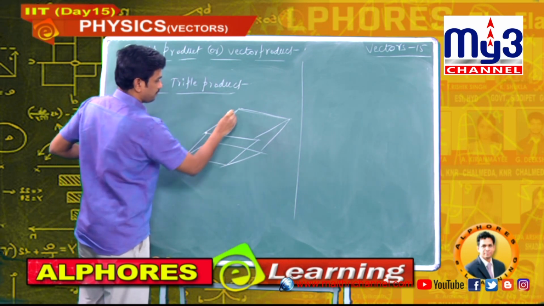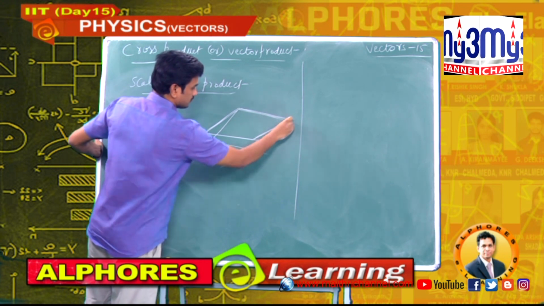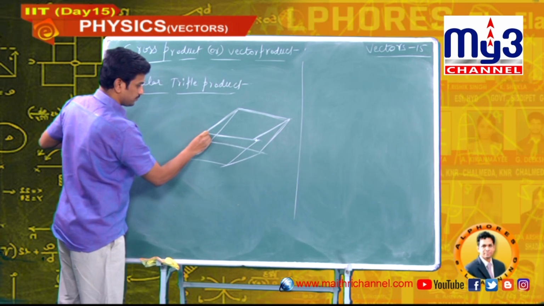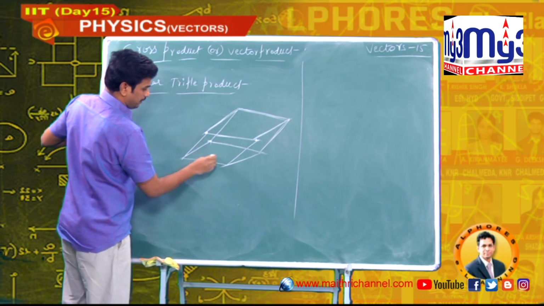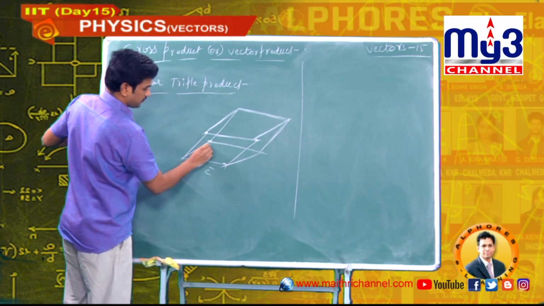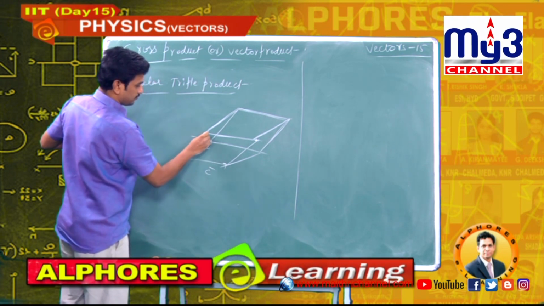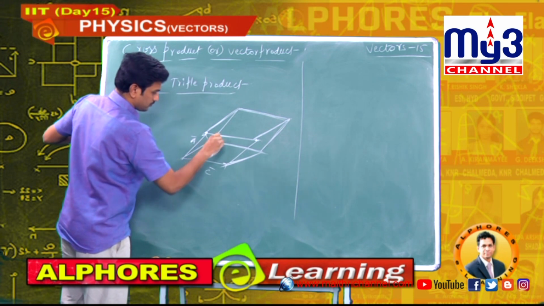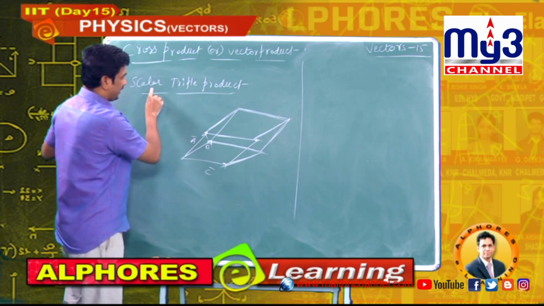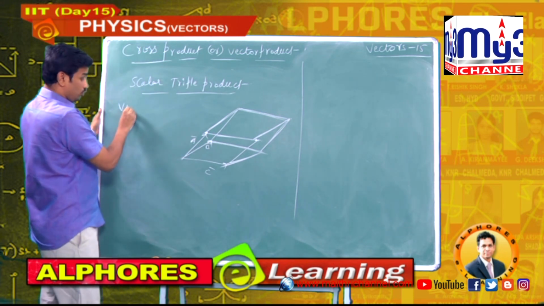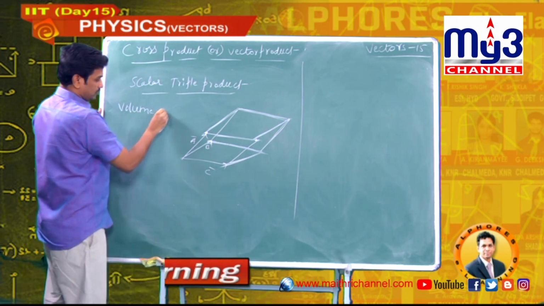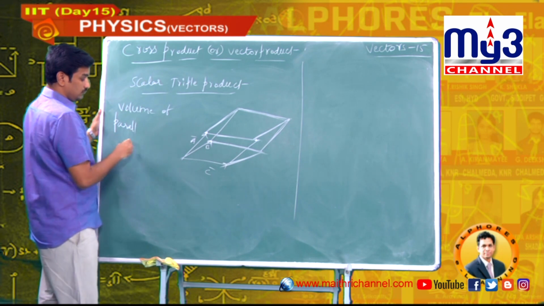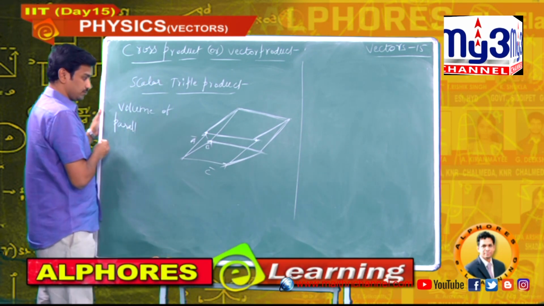So parallelepiped, see here, let it be B bar, C bar, this is A bar. Now the volume of the parallelepiped is an example of the scalar triple product.